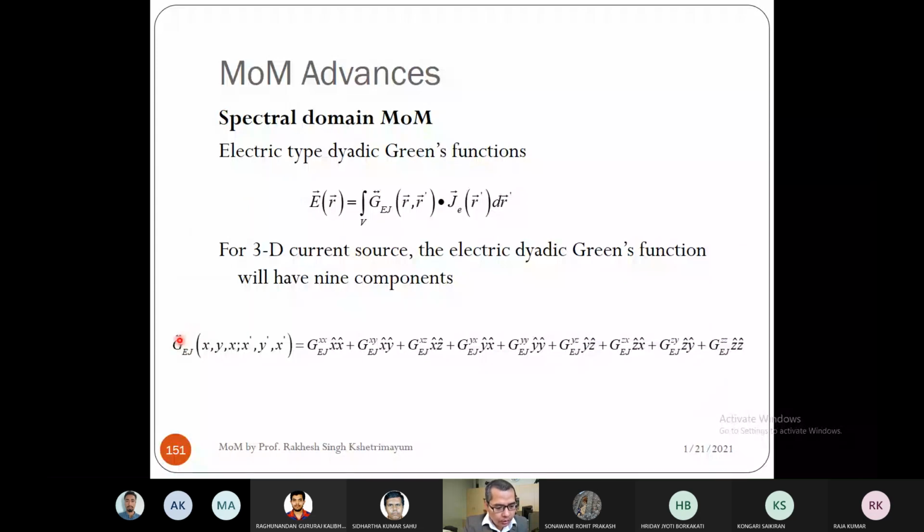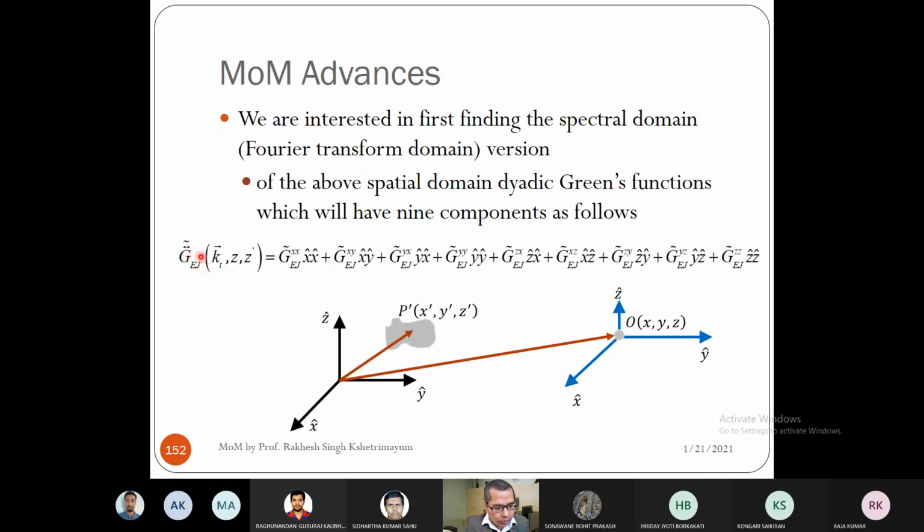In the space domain, when I take the Fourier transform of that, I get the spectral domain Green's function. So for spectral domain MoM, I need to find the spectral domain Green's function. So when I take the Fourier transform of this, I will get the Fourier transform domain. In the Fourier transform domain, I usually denote it with the tilde. So tilde here means it's in the Fourier transform domain.